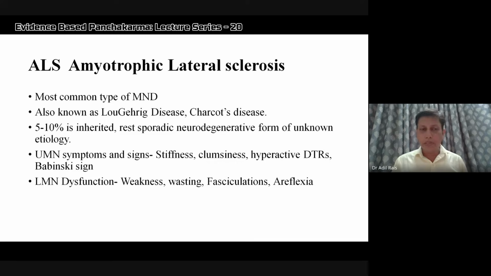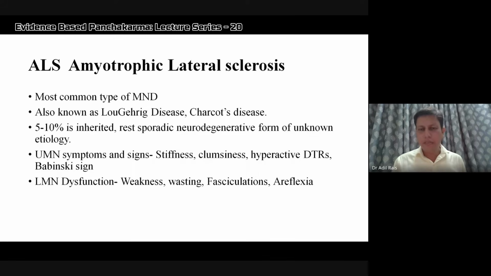Now the 5 to 10%, as I've already told, is inherited. The rest is sporadic. Now there are UMN signs and LMN signs in ALS. UMN signs consist of stiffness. It is due to spasticity. Now as these slides progress, we'll understand what is spasticity and all the other relevant terms.